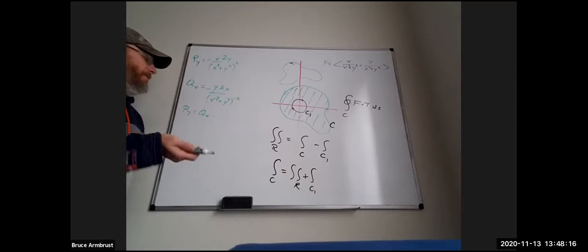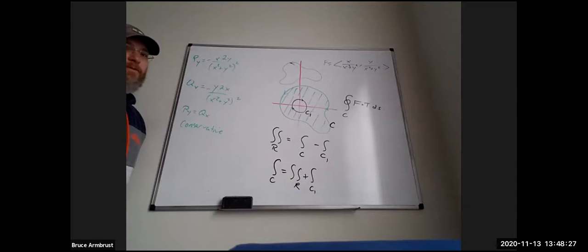All right, so this guy's conservative. Wait, they equal each other? Yep. Is the denominator x squared plus y squared to the -2? Oh, sorry, they're both supposed to be +2.